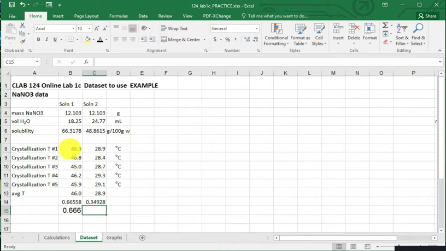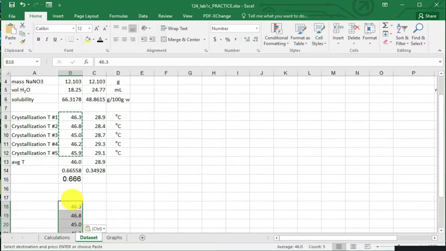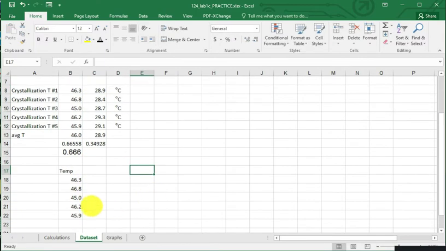So I take my data set. Here's all my temperatures. And I'll do it here on the same screen. So I'm going to take these and I'm going to put them down here. So here are going to be my temperatures. Did I put 46? Did I put the average? This one's the average.